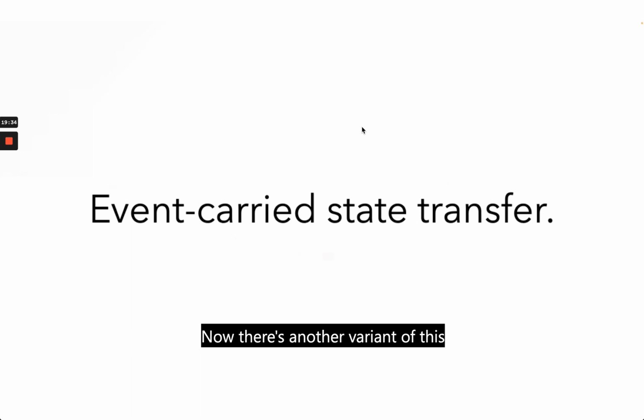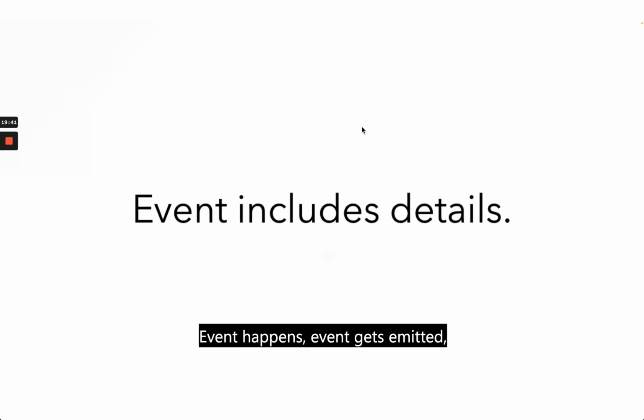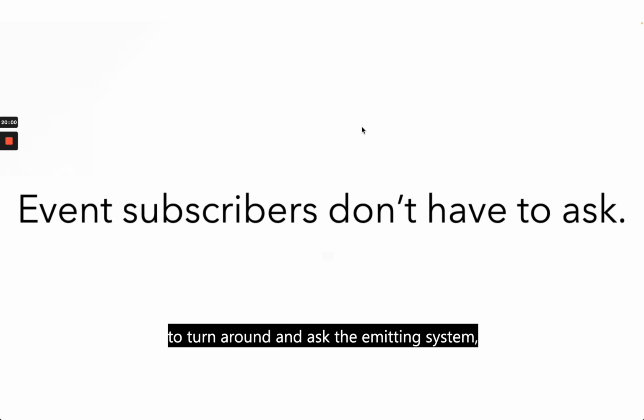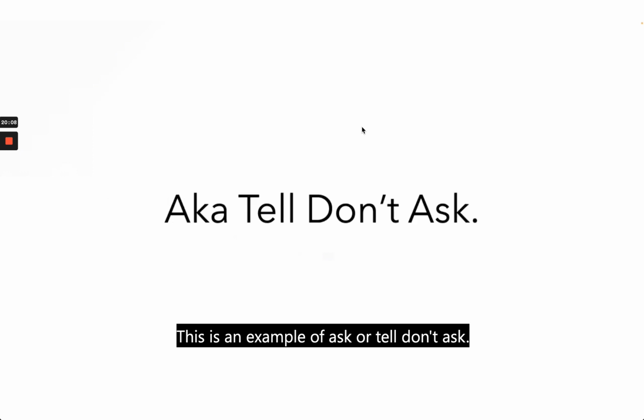Now, there's another variant of this called event carried state transfer. It's the same basic idea. An event happens, the event gets emitted, but the event itself includes additional details about the event. In other words, the customer went in and updated their address, so we emit the customer updated address event along with the new address and maybe the old address if that's necessary as well. The advantage of this is subscribers don't have to turn around and ask the emitting system, hey, what was the change again? This is an example of tell, don't ask.